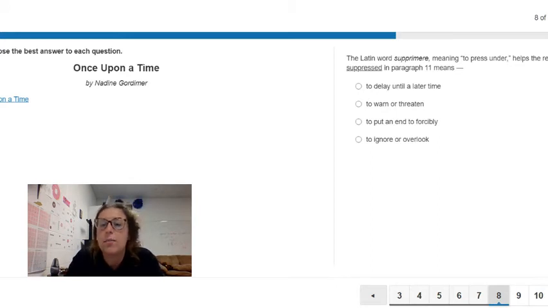Yeah. All right, meaning to press under helps the reader understand that suppressed in paragraph 11 means. Okay, now this one can kind of be a trick question too. You have to make sure you're looking at paragraph 11. I'm not going to go back, but you can always go back and look. If you're still really confused on this one, you can pull it back up while you're watching this video.